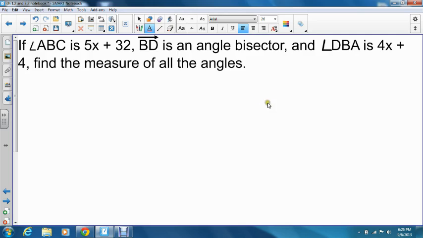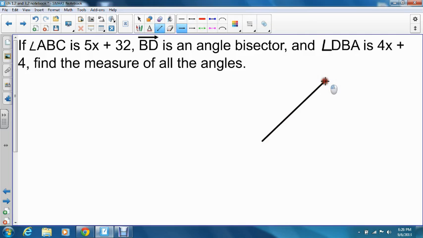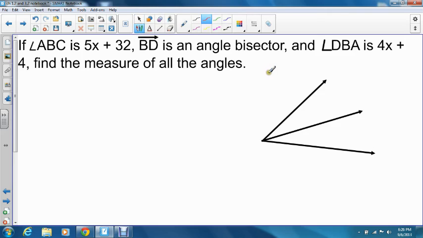All right, so it says we have angle ABC. So first thing I'm going to do is go ahead and draw that angle. But notice that angle looks almost identical to the first one I drew, which is fine. And then it tells me that BD is an angle bisector. So I'm going to go ahead and draw that in there. And it is an angle bisector, so I'm going to go ahead and draw in my little arcs here so I don't forget that it's an angle bisector.